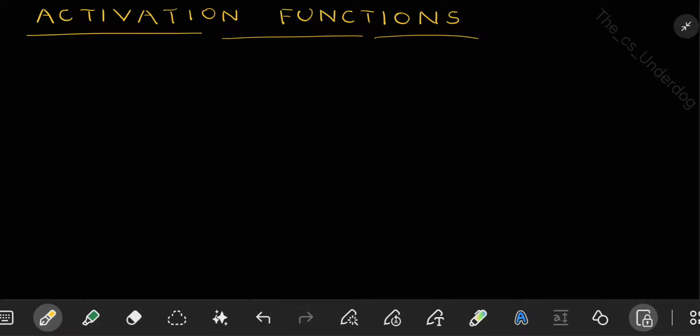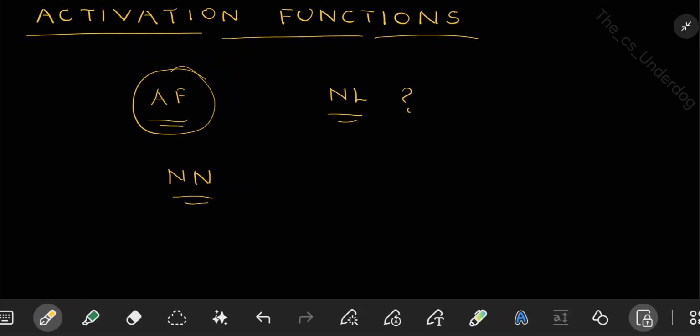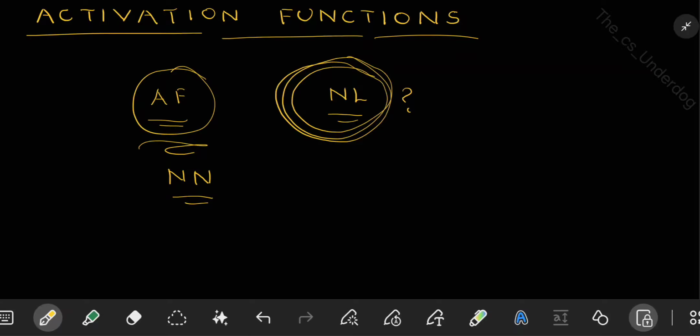Activation functions. When you hear this term, the first thing that should come to your mind is non-linearity. Why is it so? Activation functions are mathematical functions, and here we are specifically talking about neural networks. In neural networks, activation functions are used in order to introduce non-linearity into the neural network. This is the main point.